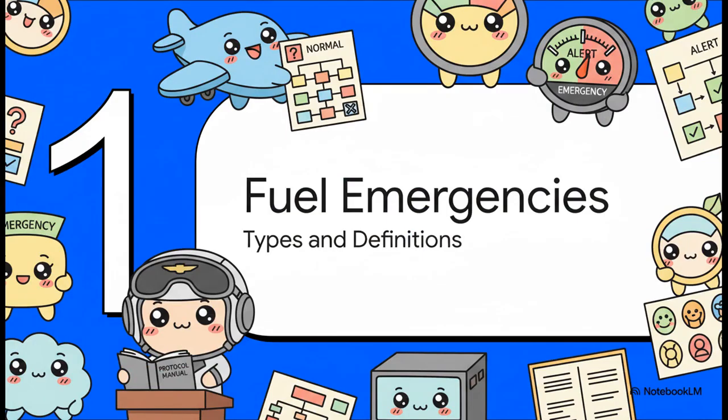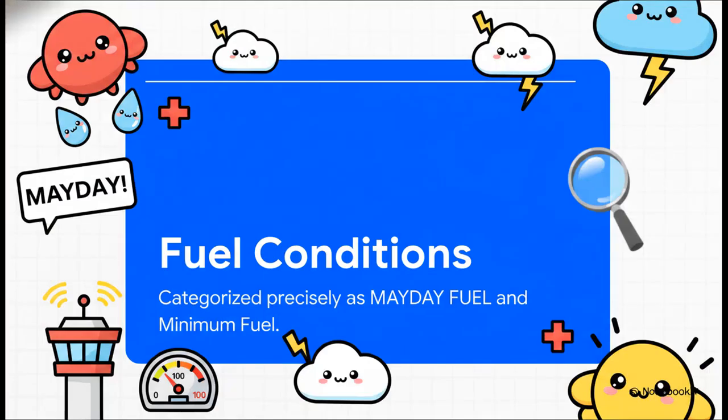Okay, starting off with Section 1, Types of Fuel Emergencies. Let's get our foundational concepts locked in, right? Because before you handle a problem, you have to know exactly how the protocol classifies it. So, under strict fuel policy, conditions are broken down into two very precise categories: Mayday fuel and minimum fuel. Now, these aren't just casual buzzwords tossed around the cockpit. They're rigid definitions that trigger completely different reactions in the sky. Understanding the hard dividing line between the two is absolutely key to grasping the entire protocol.